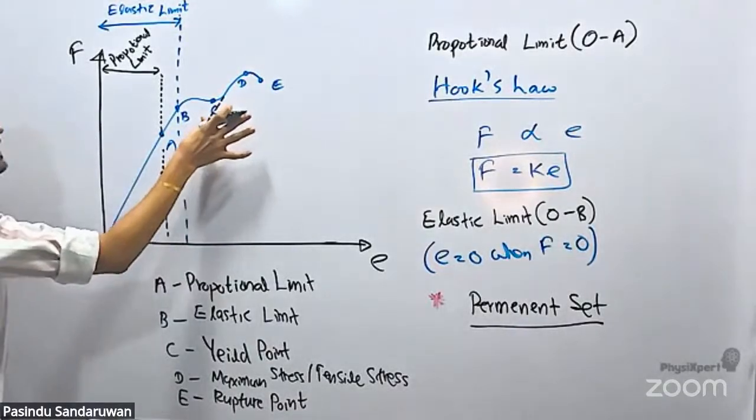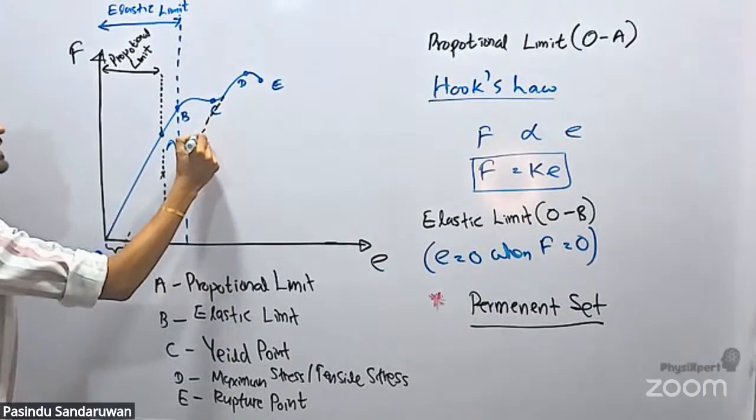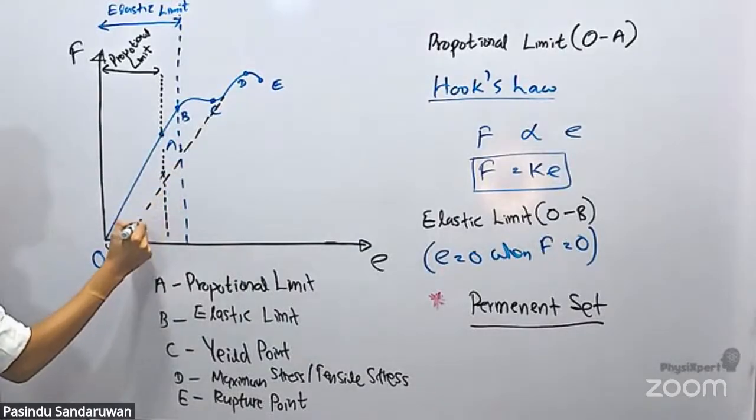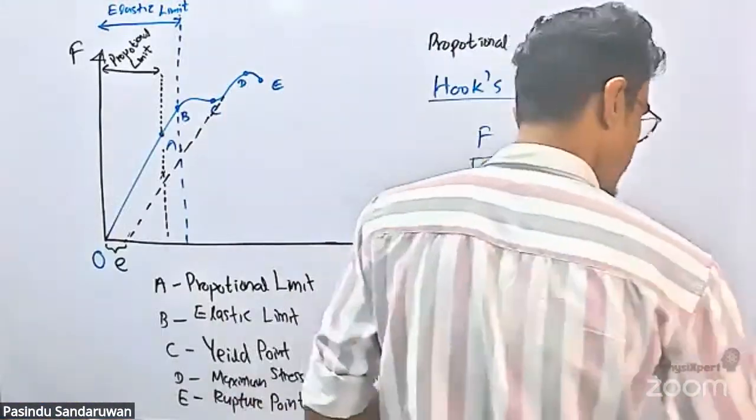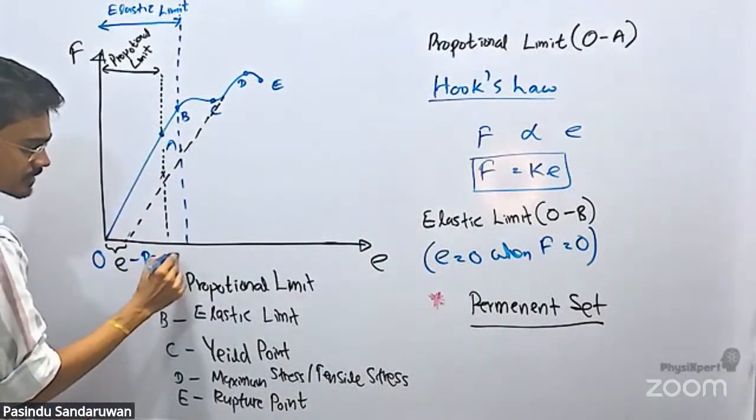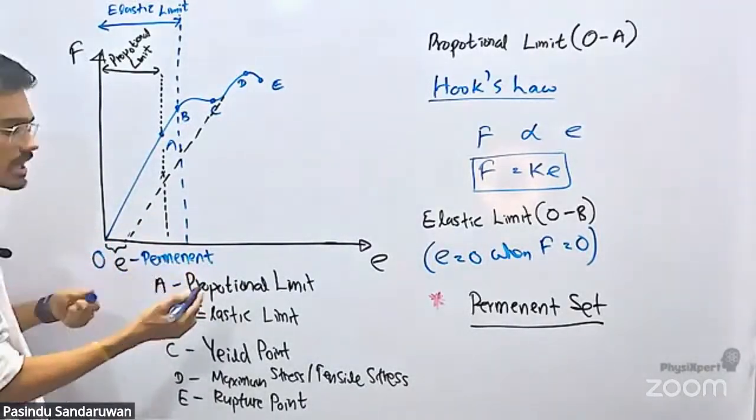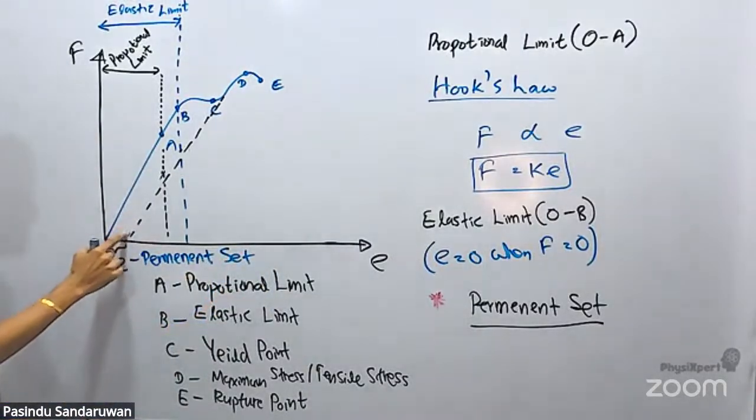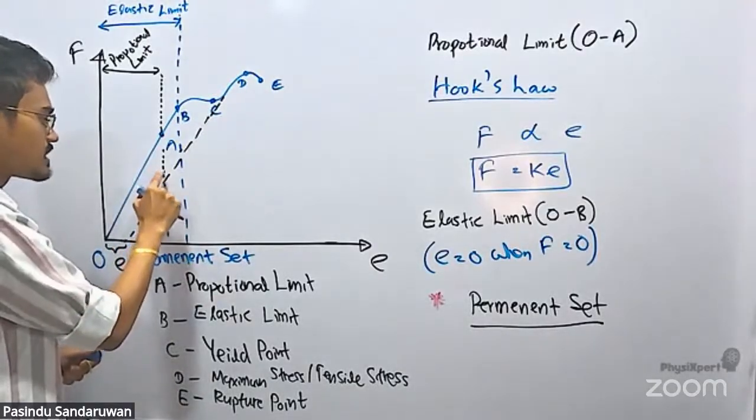That extension is called, let me draw this a little bit straight, permanent set. Once the permanent set has come, that is permanent. The word says it is permanent. We can't remove it. So this is how the permanent set is visible from the graph. Okay. Now, as the next point, write down.